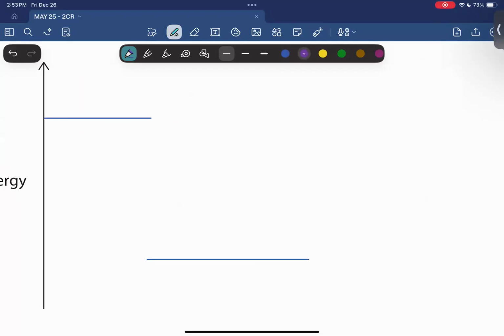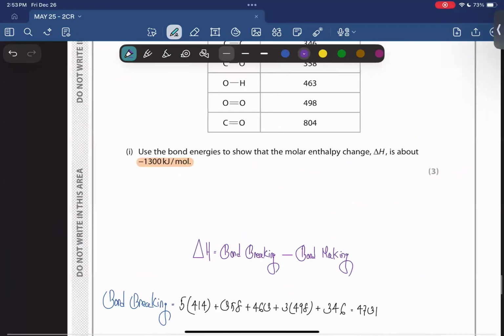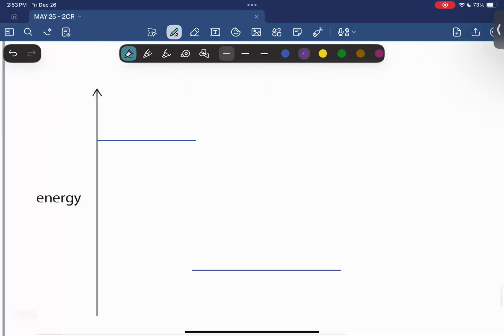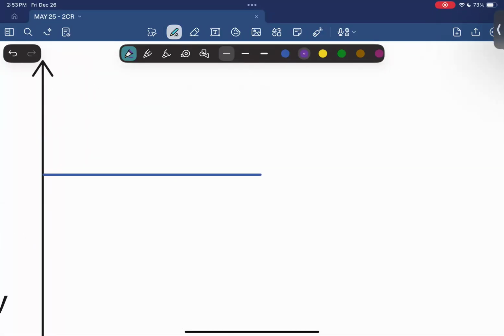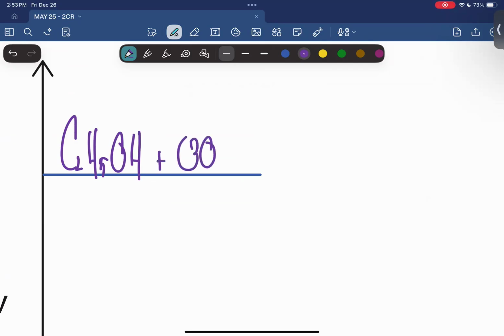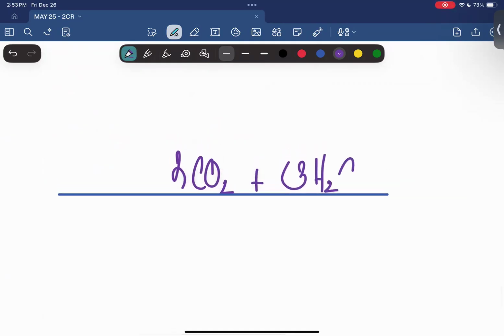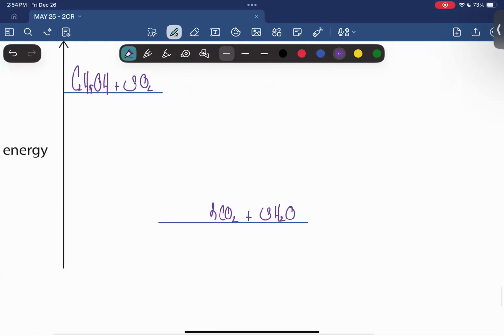Now fill this up. Ethanol plus oxygen, C2H5OH reacting with 3 oxygen leads to the formation of 2 moles of carbon dioxide plus 3 moles of water, H2O. Now for how many marks is this? 3, okay.